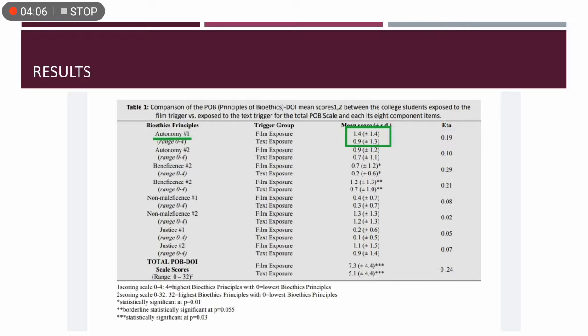The total domain of interest in the film exposure group had a mean score of 7.3, whereas the text-triggered group got a mean score of 5.1, corrected to plus or minus 4.4, out of a maximum score of 32. Clearly, the film exposure volunteers were able to give a better performance than the text-triggered group.